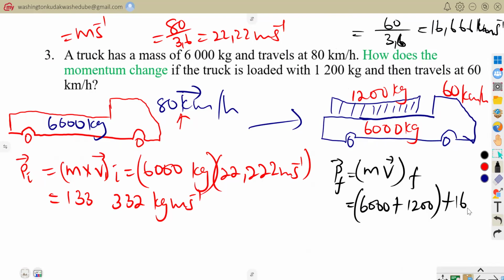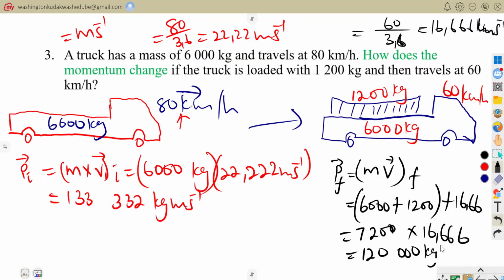So here you would get 16.66 meters per second. By doing that, the mass becomes 7,000 and then times 16.666. If we multiply 7,000 by 16.666, I would get a final momentum of 116,662 kg meters per second.